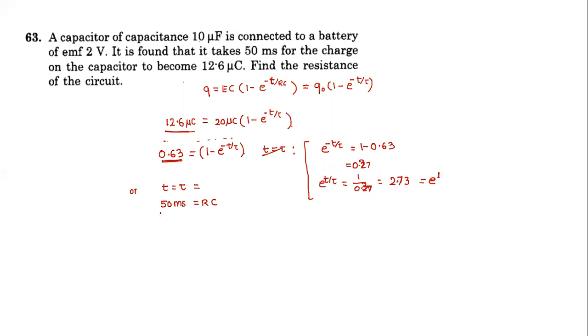And now we come to 50 millisecond is equal to RC. So 50 into 10 to power minus 3 is equal to R, and C is given as 10 into 10 to the power minus 6. What is R equal to? That's the answer, equal to ohms.